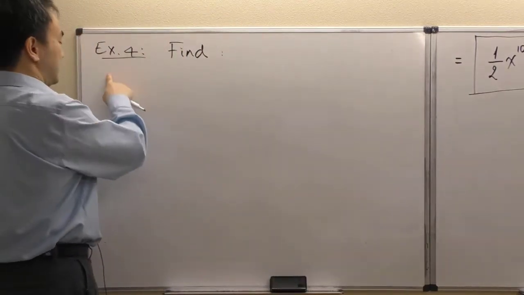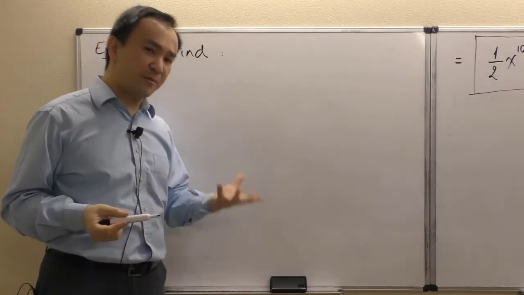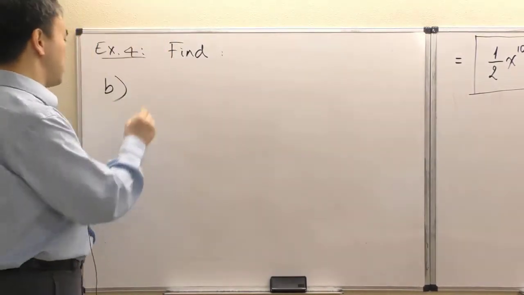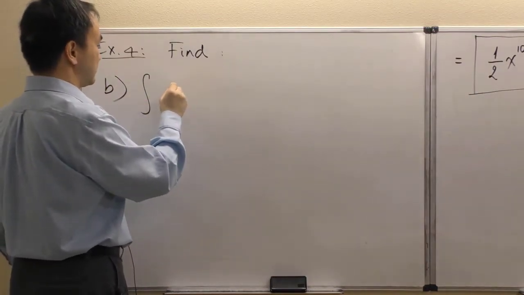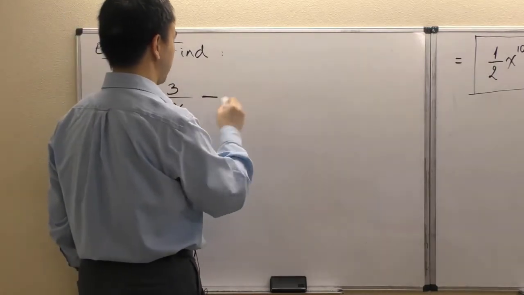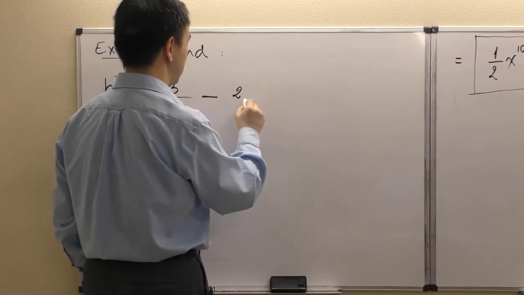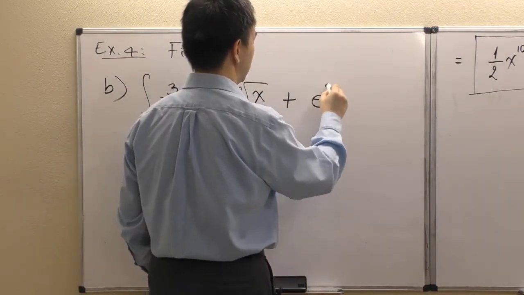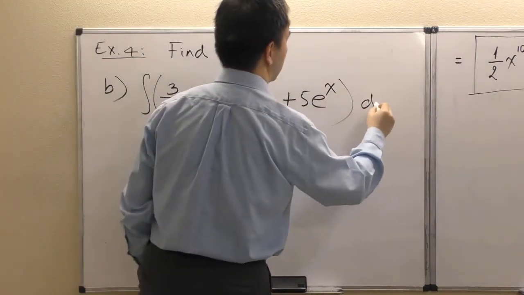All right, so in our part B, let me create another one very similar to part A, but it involves slightly more challenging powers. And so how about 3 over x minus 2 square root x, and plus e to the x. How about 5e to the x? Okay, and we're having a function like that.